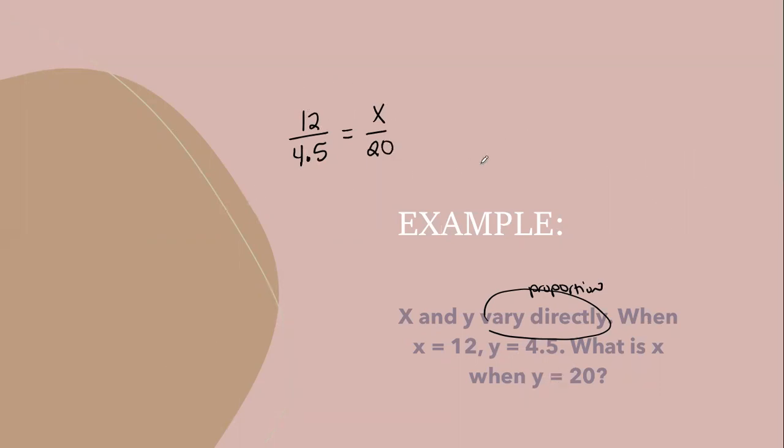So what did I do here? I set up a proportion, because if they're proportional, that means their ratios should equal each other. Notice I put X on top here, so I have to put X on top here. What do I do from here? Perfect. Cross multiply. So 4.5 times X is 4.5X, and 12 times 20 is 240.